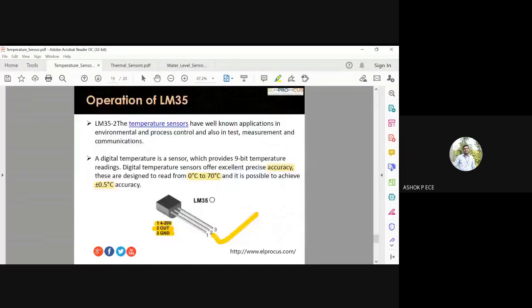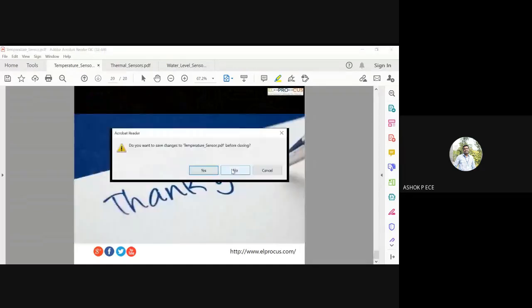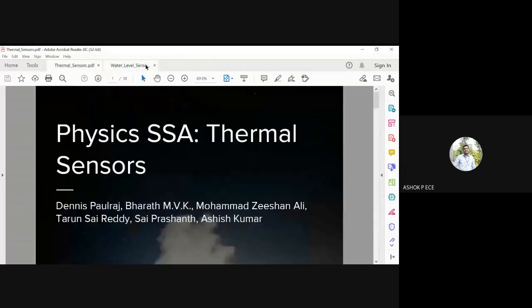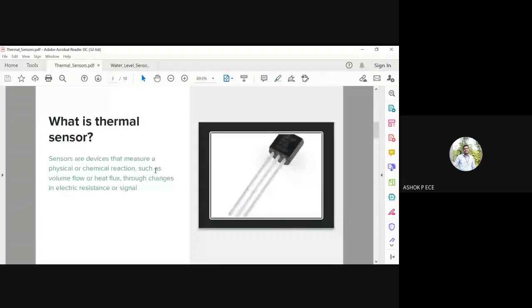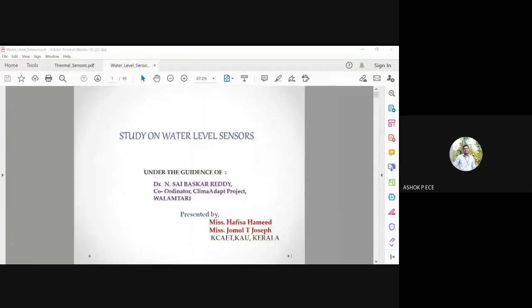So we have seen temperature sensors. We have two more sensors, thermal sensors and water level sensor. I think we will study this in tomorrow's class.